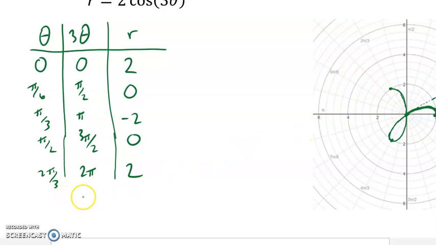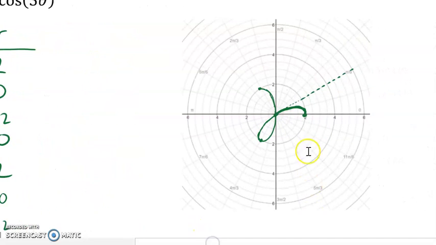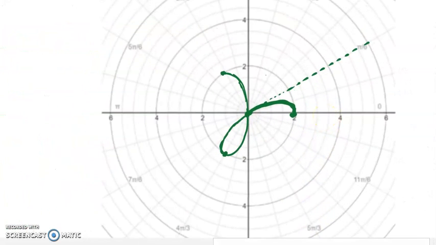Maybe we can continue this on with 5 pi over 2 and 3 pi. That's going to give us 5 pi over 6 and pi. That's going to also continue this pattern as well, right? So we're going to go back to an r value of 0 when theta gets to 5 pi over 6. So 5 pi over 6 is going to be another guideline right here.